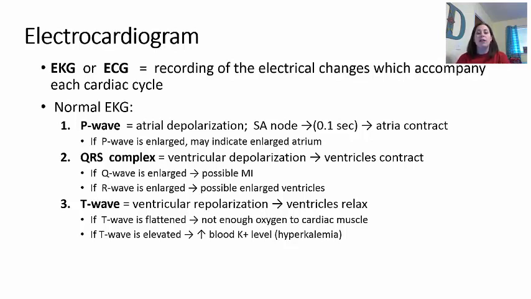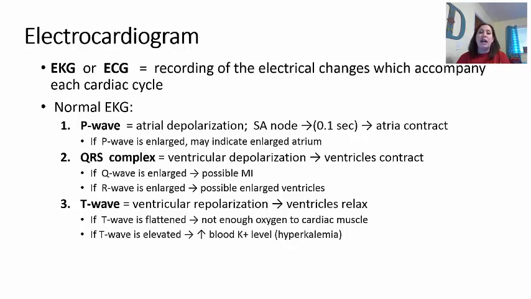We then see you're going to have what we call a QRS complex. The QRS complex is when the ventricular chambers are going to do their depolarization, and they're going to do their contraction. Now recall, as they're doing their contraction, the atria is starting to relax, okay? So after the P wave, after they've contracted, they're going to start relaxing. Now if the Q wave is enlarged, we're going to see that that could be a possible myocardial infarction. If an R wave is enlarged, it could be a possibility that the ventricles are enlarged.